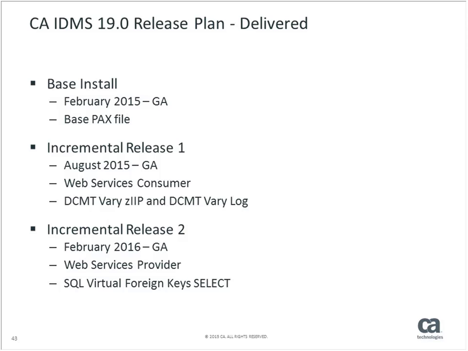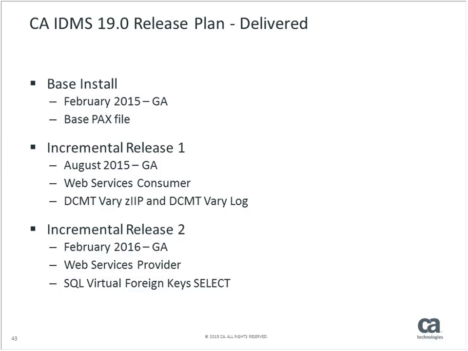In August of 2015, we delivered incremental release 1. It became GA. We actually had delivered it to our validation users a little bit sooner than that to get feedback. And that included the web services consumer feature, which was the ability for an IDMS online application to make a request to an external web service. We also implemented a couple of DCMT commands to vary zip on and offline and to vary the log at the request of our users.